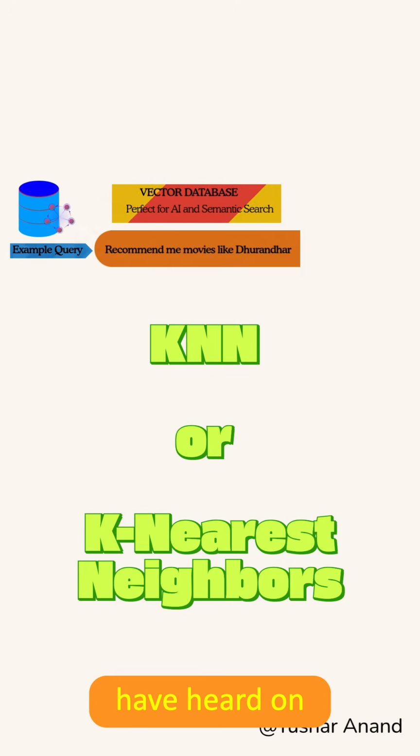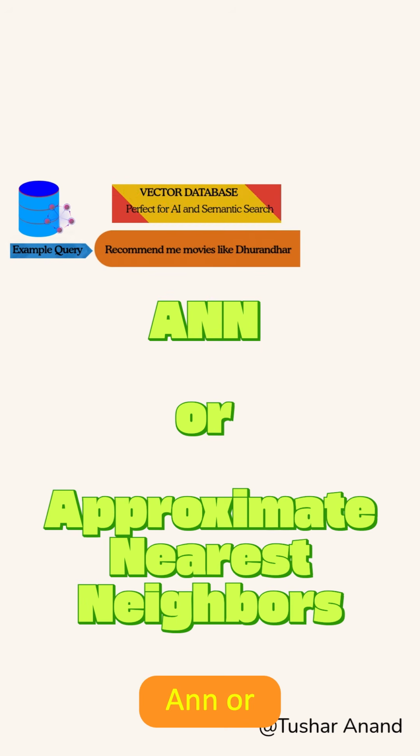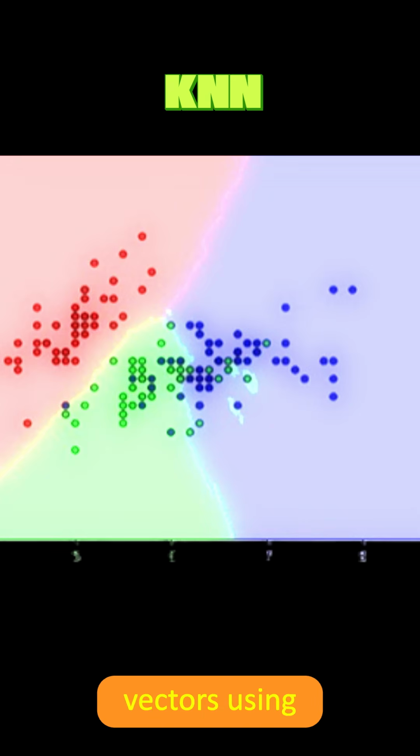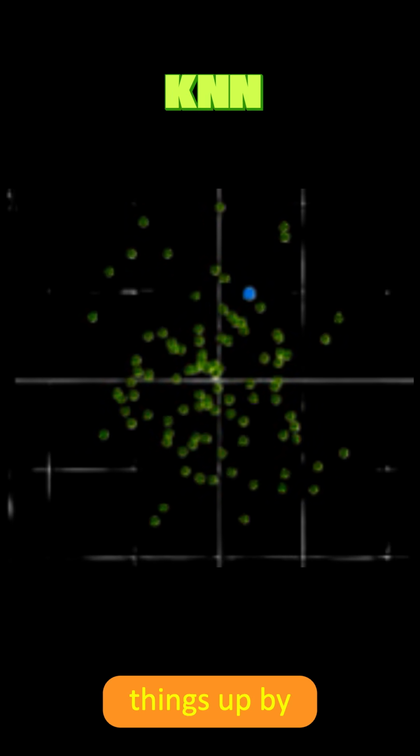You must have heard of KNN, or K-nearest neighbor, and ANN, or approximate nearest neighbor. These are the search methods used in vector databases to quickly identify similar vectors within high-dimensional vector data. KNN finds the closest vectors using distance metrics such as cosine similarity, Euclidean distance, and dot product. ANN speeds things up by trading a bit of accuracy for massive performance gains, essential when dealing with millions of vectors.